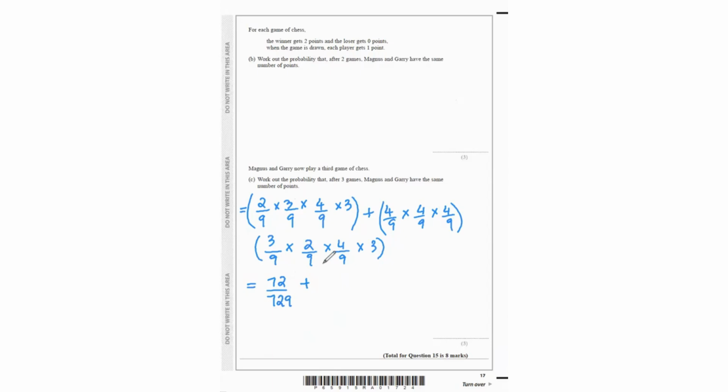Then we have 64 out of 729. And again the same thing, plus 72 out of 729. Add these up: 208 out of 729. This is your probability of them getting equal scores even after 3 games. So with that, we're done with the questions for probability tree diagrams.